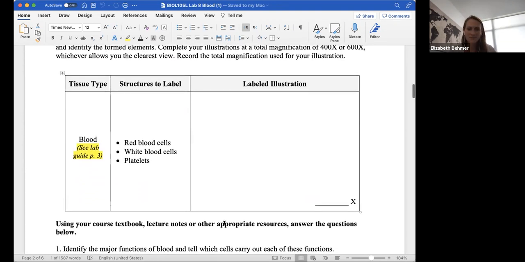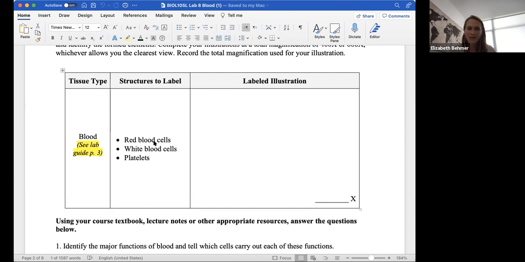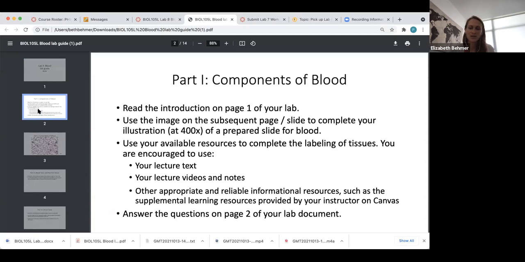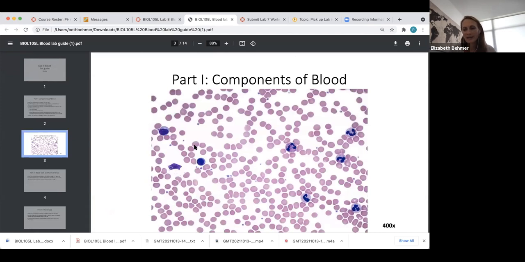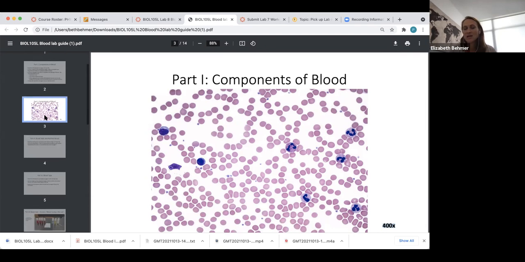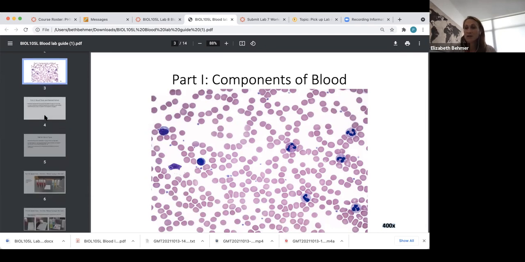And I'll show you what that looks like. So let's take a look at the lab guide, and we'll see this first part. You can use some of your lecture notes, but here are the components of blood that you can use as your slide, again at 400 times magnification, to do that first illustration in the worksheet. So that's the first activity, drawing an illustration of the components of blood. You can label the components, the red blood cells. Anything stained darker would be a white blood cell, and then a platelet would be a tinier circle, or a thrombocyte.